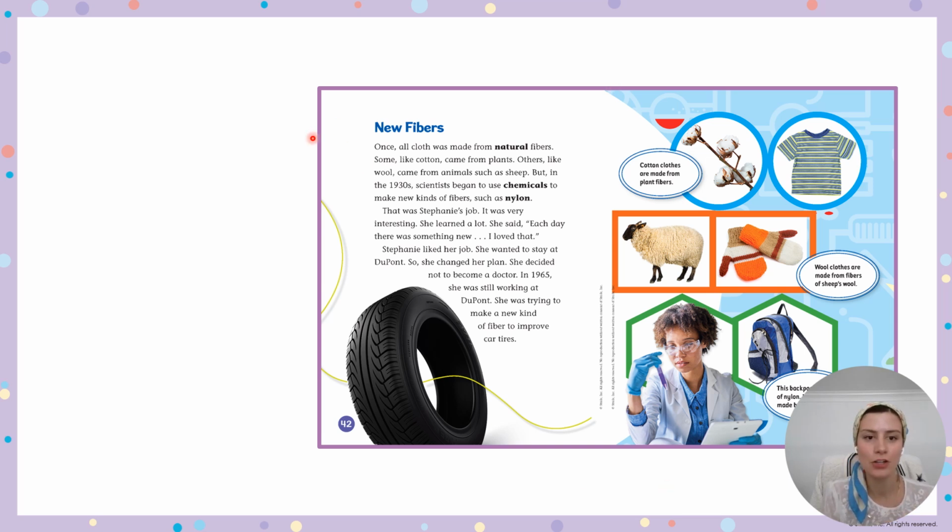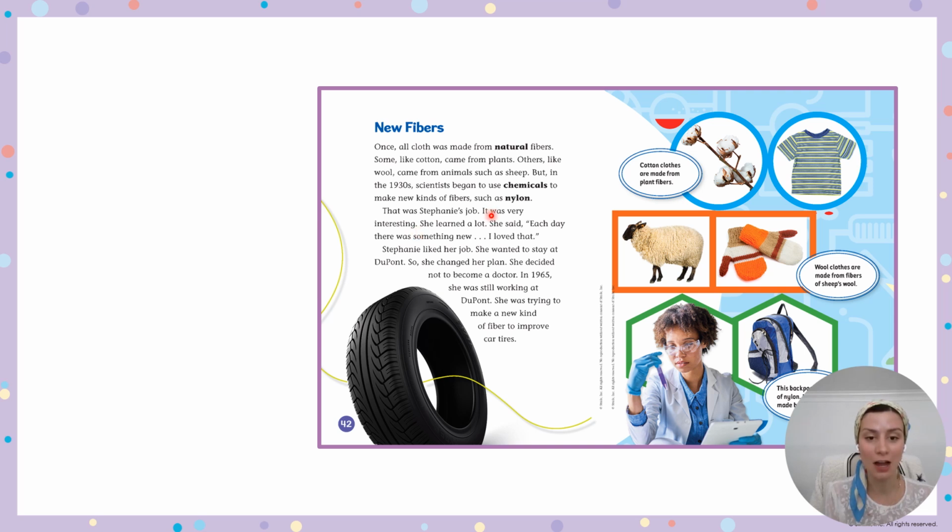All right, new fibers. Once all cloth was made from natural fibers. Some, like cotton, came from plants. Others, like wool, came from animals such as sheep. But in the 1930s, scientists began to use chemicals to make new kinds of fibers, such as nylon. That was Stephanie's job. It was very interesting.